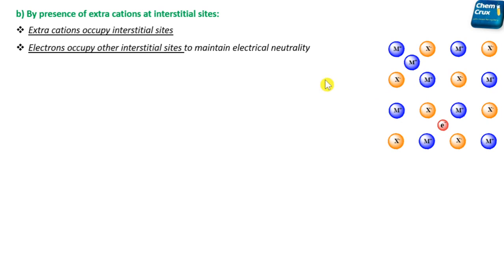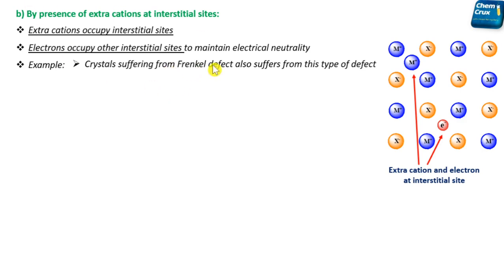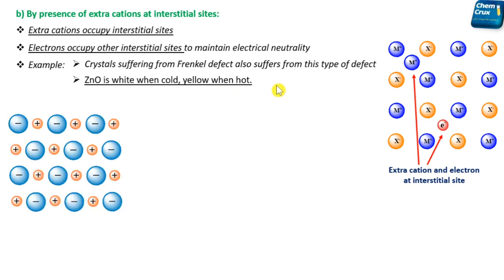Coming to examples. Crystals suffering from Frenkel defect also suffer from this type of defect, such as ZnO. ZnO is white when cold and yellow when hot. So let us consider a ZnO crystal. Here the orange color positive ions are Zn2+ and the blue color negative ions are O2-. Now on heating, what happens? On heating, ZnO generates Zn2+, half O2 and 2 electrons.